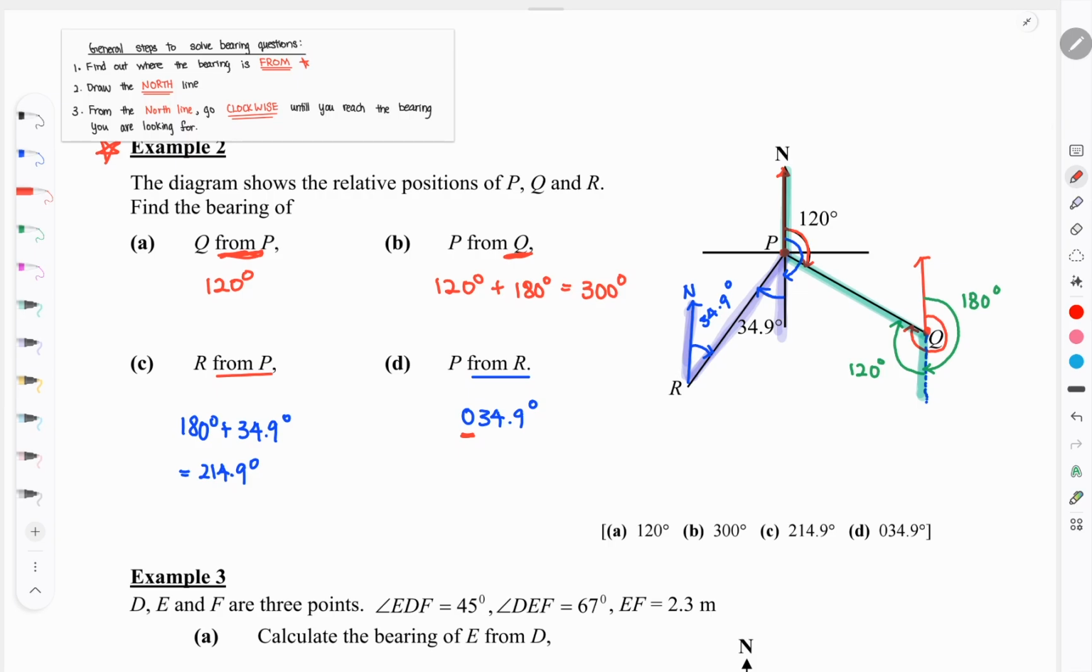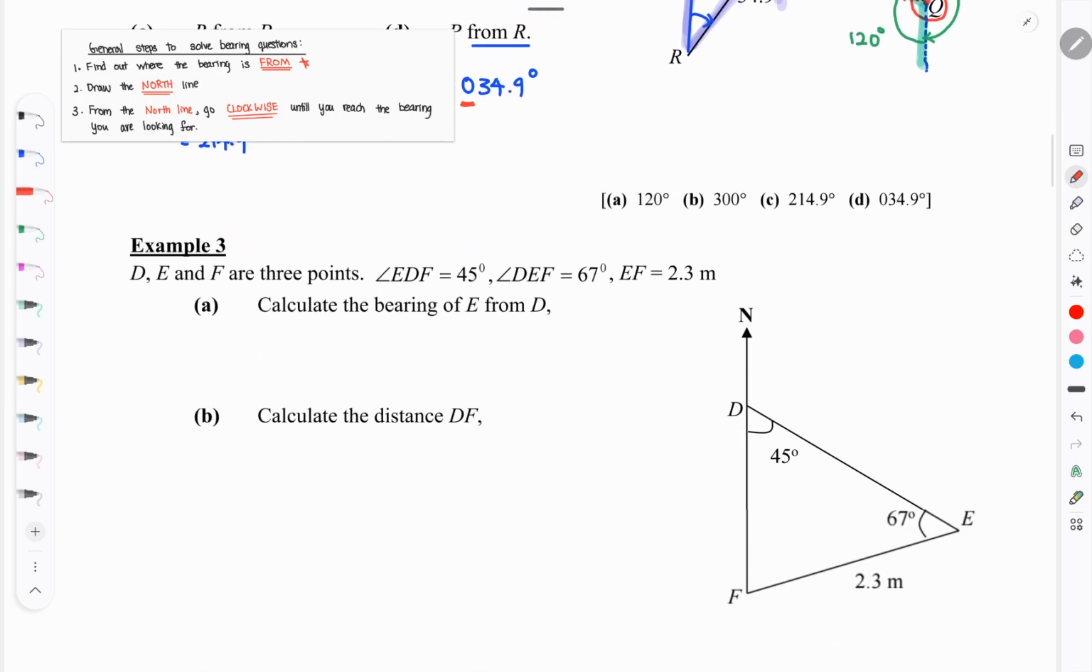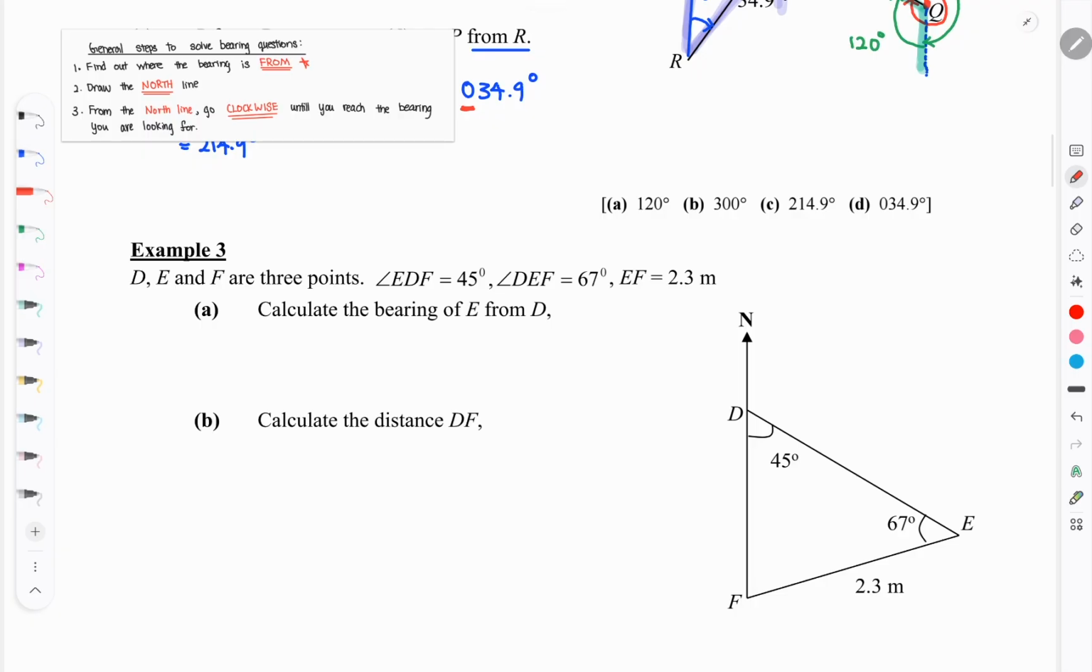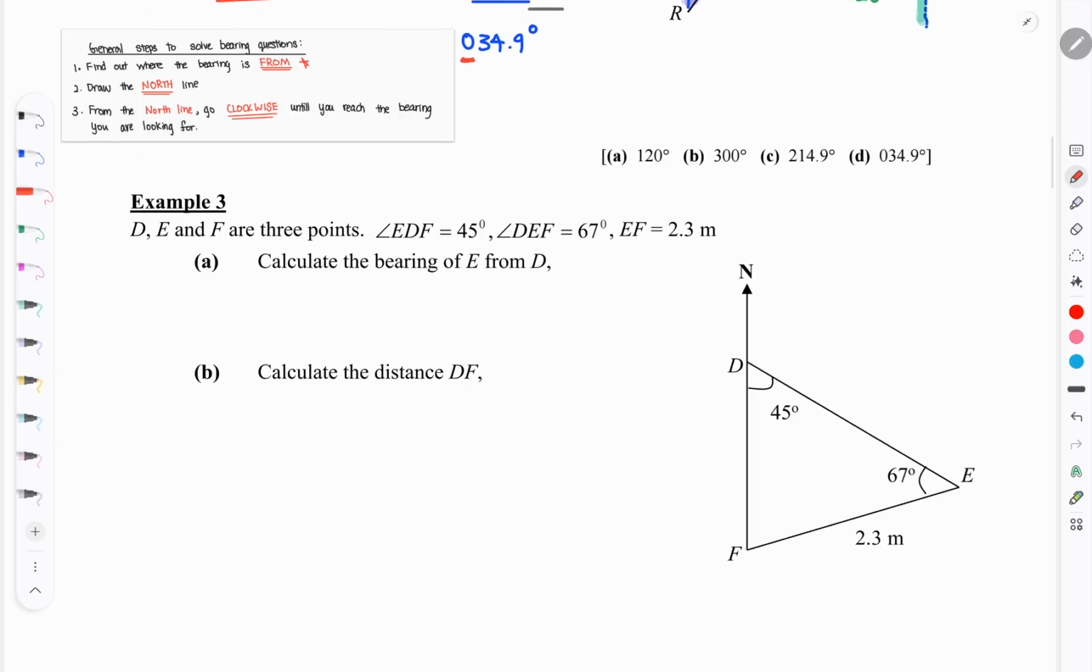Okay, next question. Calculate the bearing of E from D. Same thing. I will always highlight from where just to remind myself. And then I'll go to D. I'll draw my north line. Okay. I want to find the bearing of E. So it will just be over here. So this one very simple. Take 180 degree, because angle on a straight line, minus 45 degree. I will get an answer of 135 degree.